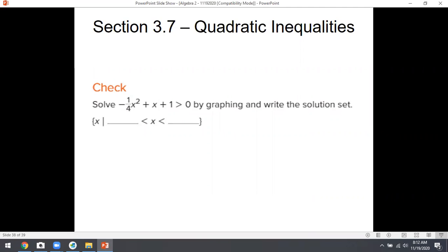Let's try one more and see if you guys can do it. Try this out. Solve this. It says by graphing. Don't do that. This one's a little challenging because it doesn't just factor right off the bat. And it's got a fraction. That's just pitiful. What the heck is this?